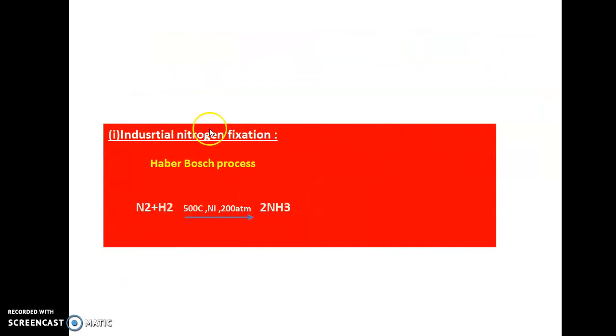Industrial nitrogen fixation, as the name indicates, here we are synthesizing ammonia from molecular nitrogen, or we are fixing this nitrogen by utilizing hydrogen gas. By providing an environment of 200 atmospheric pressure at 500 degrees centigrade with a nickel catalyst, we can fix this nitrogen into 2 molecules of ammonia. This process is called the Haber-Bosch process. About 5% of nitrogen is generally fixed by means of this industrial nitrogen fixation.